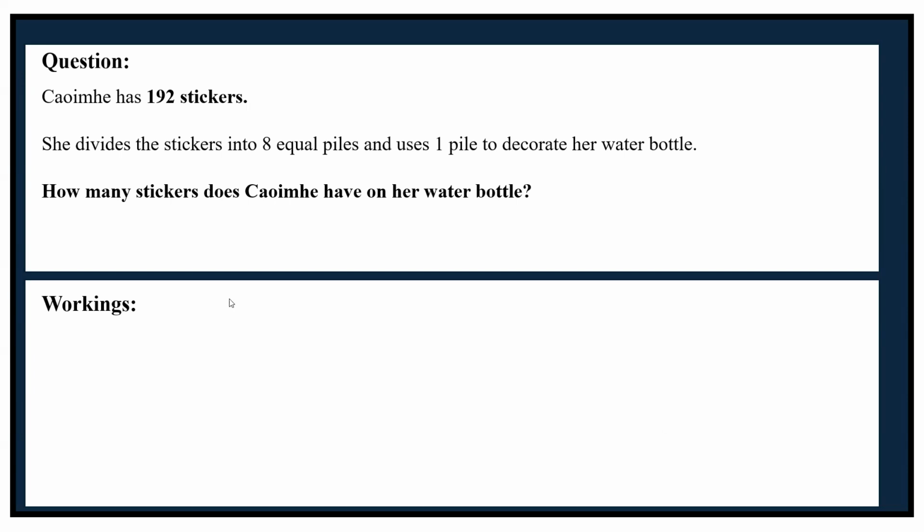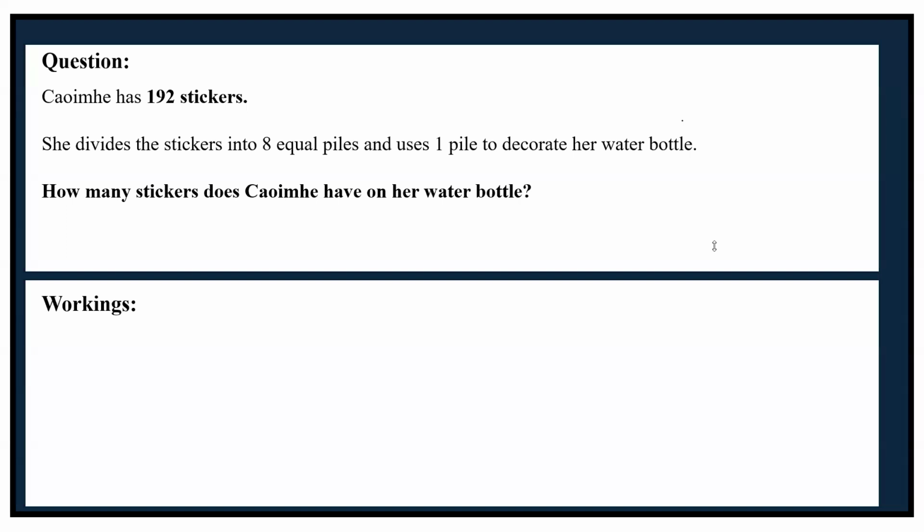Okay, so what I'll do first is Kamoli has 192 stickers. She divides the stickers into 8 piles and she uses 1 pile to decorate her water bottle. So what I'll do first, 1 pile to decorate her water bottle. So would that mean we have to minus 1 from 192? Okay. All right. Do you want to keep going, Hayden, or do you want me to? Go on, keep going, Hayden.